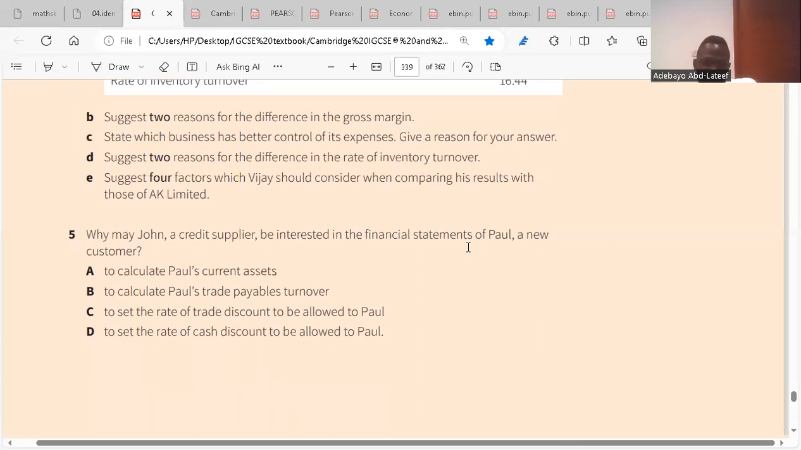Look at number 5. Why may John, a credit supplier, be interested in the financial statement of Paul, a new customer? B, to calculate Paul's trade payables turnover. Yes, thank you. So the answer is B. So that ends the chapter and the book.